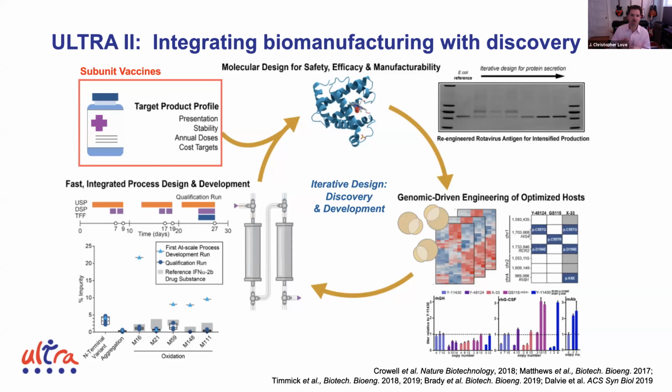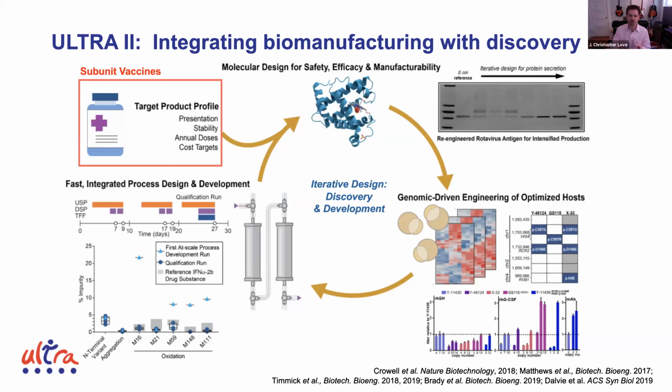And so what we've been working through is how do we start with something like this target product profile and turn the knobs that we have as bioengineers in the molecular design itself, the genome of the host that's making that product. And then ultimately, how do we implement these things on efficient manufacturing platforms, chromatography, fermentation, all of the elements that go into that to be able to really intensify these processes.